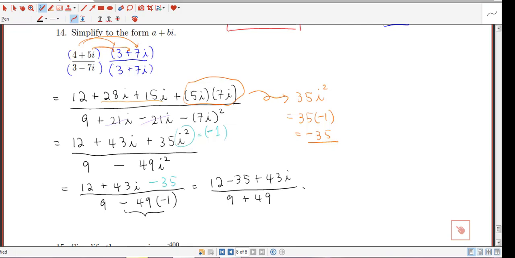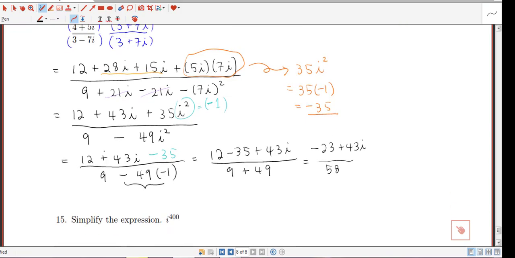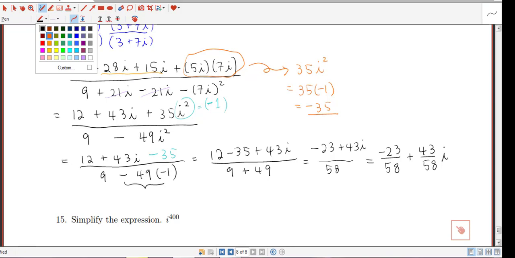And then, let's see. So what is that? 58 is on the bottom. And then let's do 12 minus 35, which is going to give us minus 23 plus 43i. Now, we want this in the form a plus bi, so last step, split it. So this is going to equal negative 23 over 58, and then plus 43 over 58i. And that's the answer here.